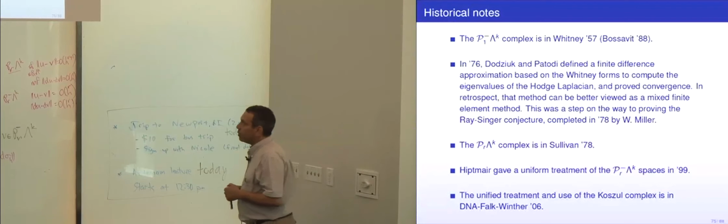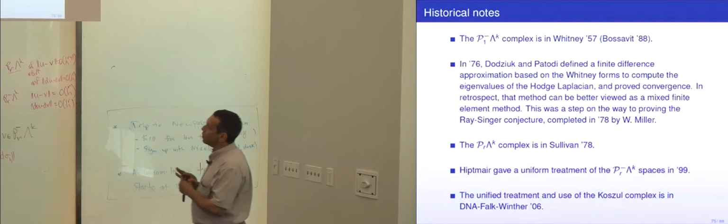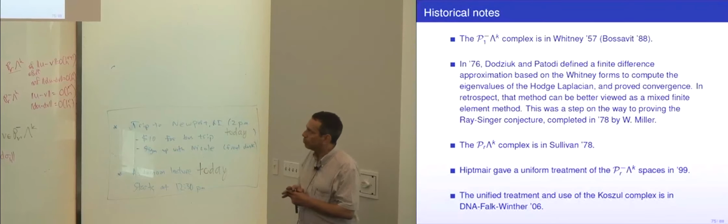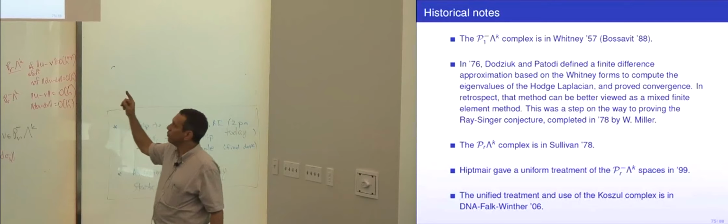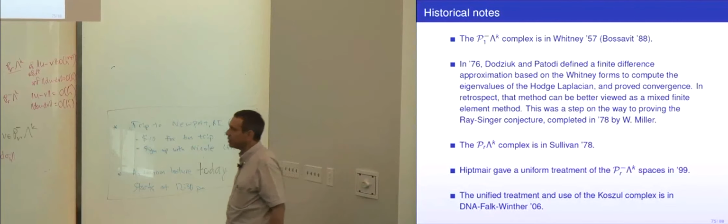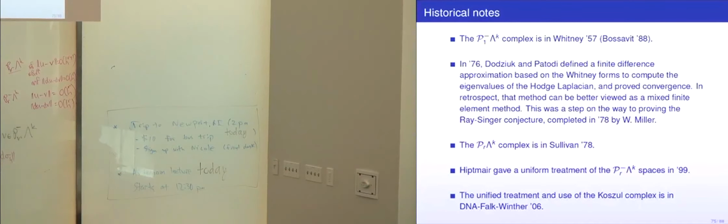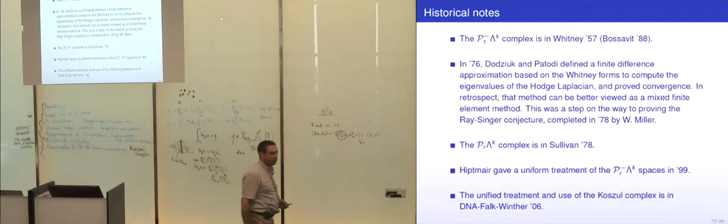And then when we wrote the Acta paper in 2006, that was the first time we realized the importance of the Koszul operator, which cleans up what Hiptmair does, and allowed us to also in a uniform way do the P_r spaces and the P_r^- spaces and see their interplay. There's this nice interplay because the P_r spaces are the degrees of freedom for the P_r^- spaces and vice versa. So it's a nicer theory when you consider them together.